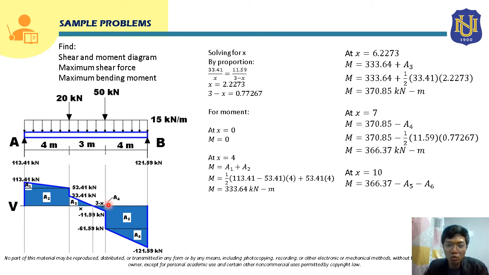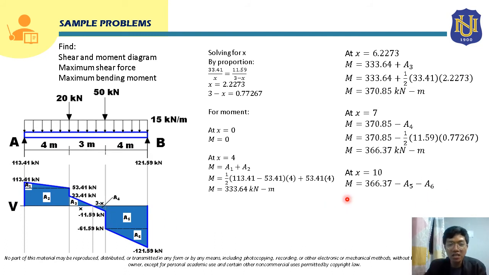Okay, and we are going to sum up these areas. So class, these areas are below the x-axis, so therefore the sign convention here will be negative. So area 5 will be negative here, and area 6 will be negative here. For area 5, class, this is a rectangle, so its area is just base times height, wherein its base is 4 meters and its height is 61.59.